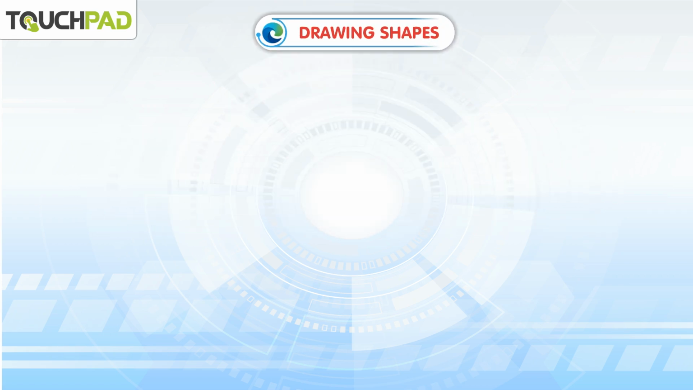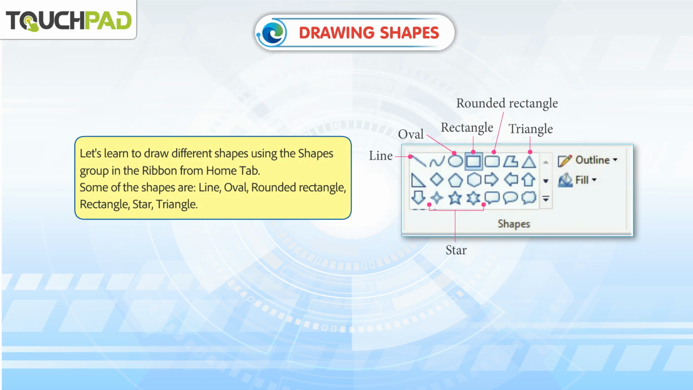Drawing shapes. Let's learn to draw different shapes using the Shapes group in the ribbon from Home tab. Some of the shapes are line, oval, rounded rectangle, rectangle, star, triangle.